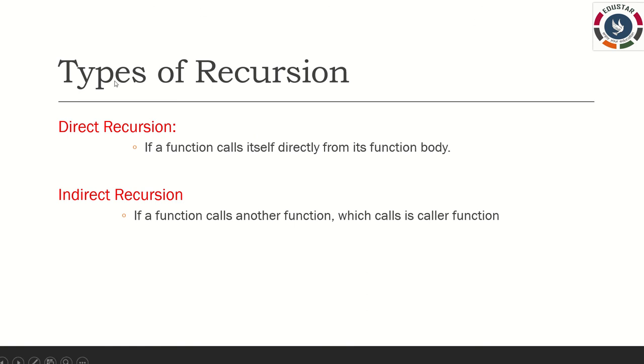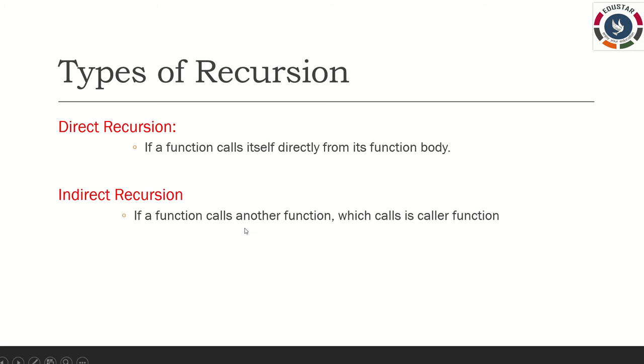And then there are two types of recursion: one is direct and the other is indirect. So what is direct recursion? If the function calls itself directly from within the function body, that is the meaning of direct recursion. And what is indirect recursion?